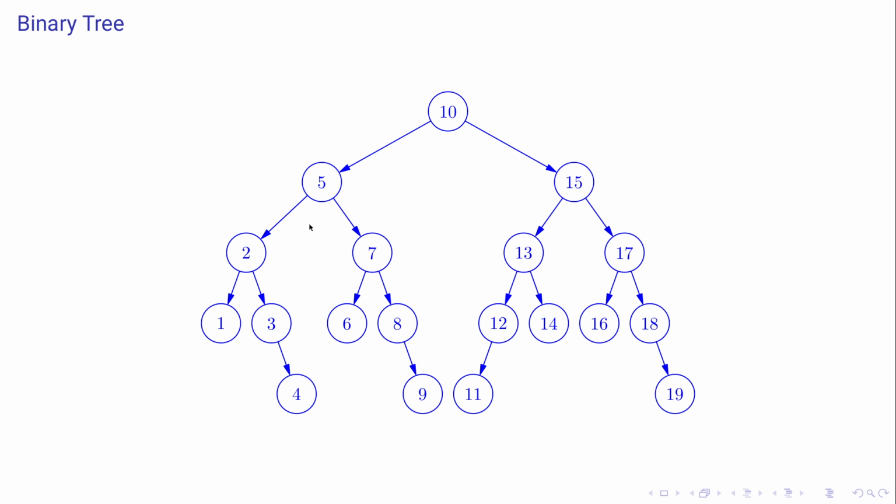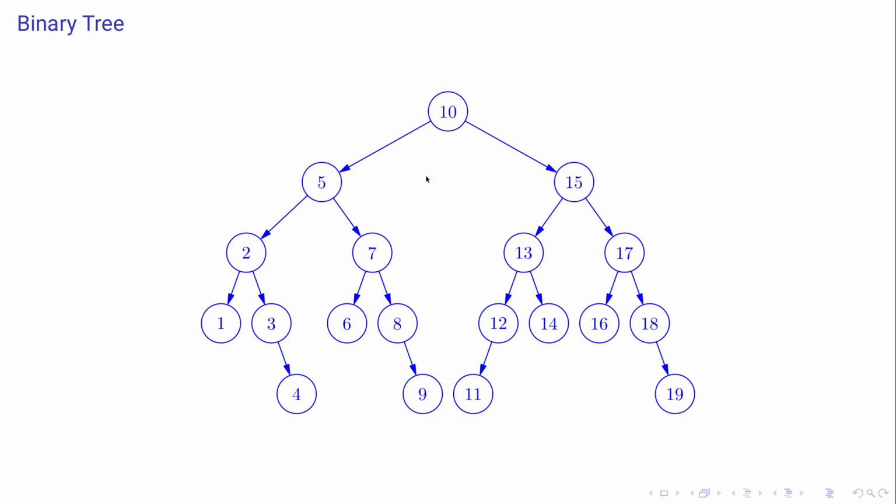So 1, 2, 3, 4, all are nodes. The nodes which have no children, like 1, 4, 6, 9, 11, 14, 16, and 19, are called leaf nodes, or leaves simply. So let's go through a bit of jargon on how it works.